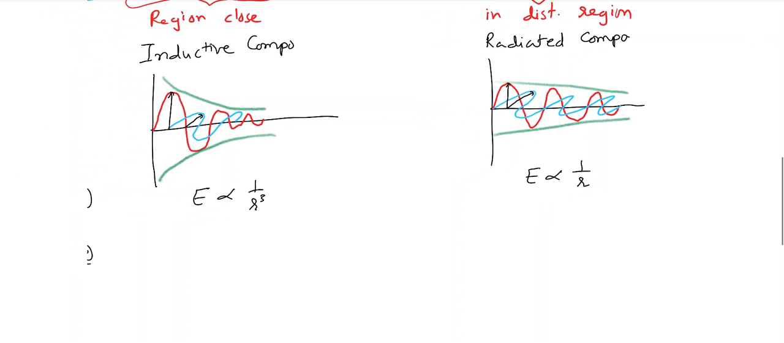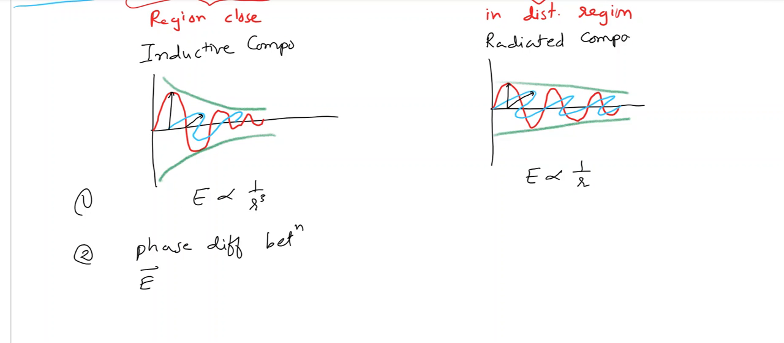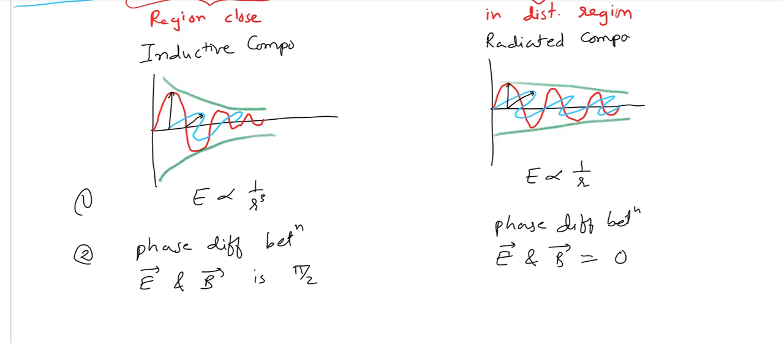So it can be said that the phase difference between E and B, the electric field and magnetic field, is pi by 2 in the inductive component, whereas in the case of the radiated component, that is when you go to a larger distance from the source, you will see that the phase difference between the electric field and magnetic field is 0. They are going up and down together.